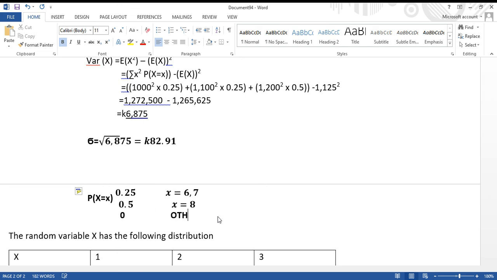What otherwise means is that if X is any value apart from 6, 7, or 8, the probability of getting it is 0. If X was, let's say, 5, in our probability distribution table we don't have it there. We don't have any value of 5, 4, or maybe 9, 10. So the probabilities of other values apart from 6, 7, and 8 are 0.